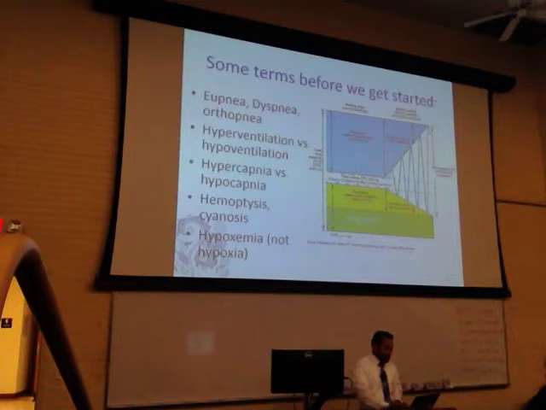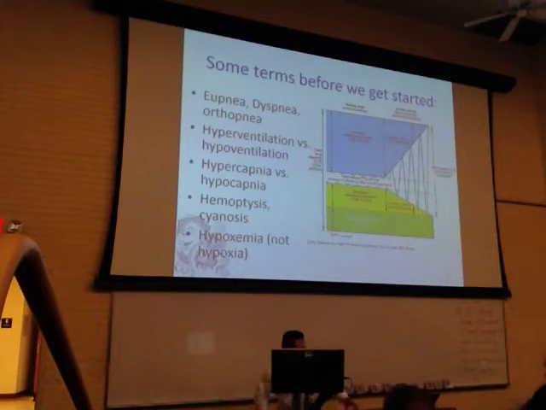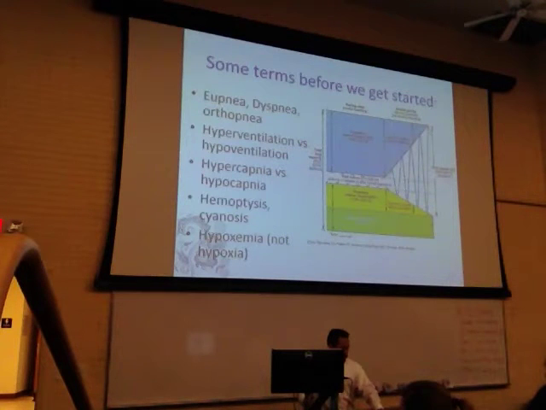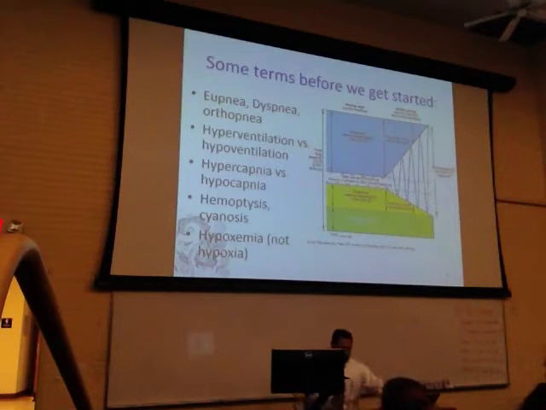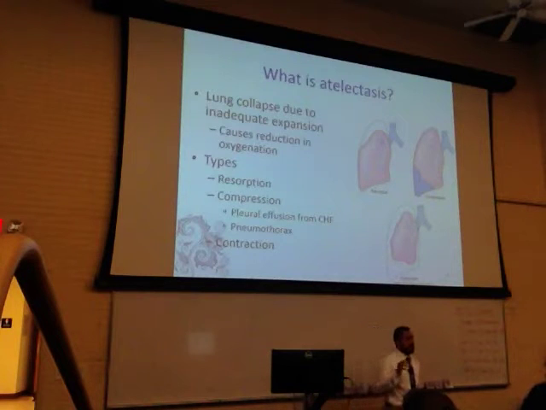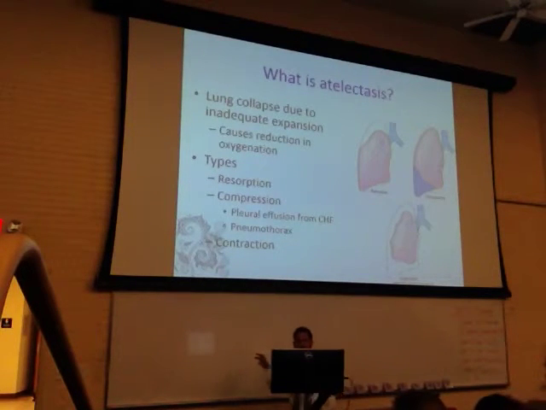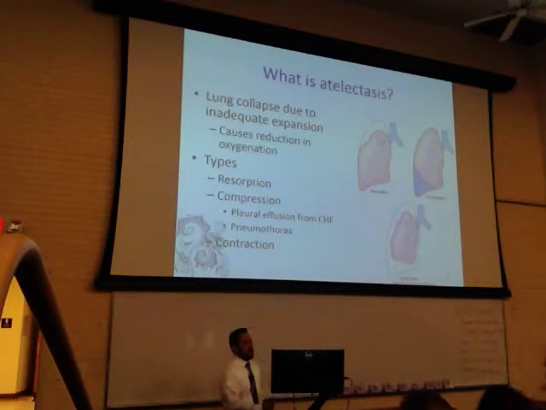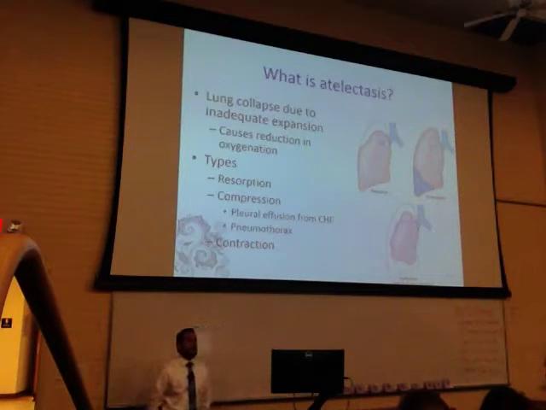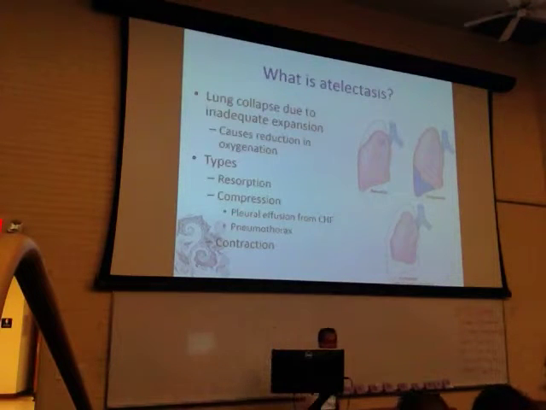blood flow. Okay, now that we got all the review stuff out of the way, and we went around the globe with 2 different sporting events, let's talk about our first disease, which is atelectasis. Atelectasis is lung collapse, simply put. Lung collapses because it doesn't expand appropriately, and this is going to cause a reduction in oxygenation.